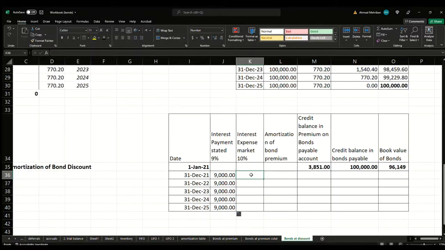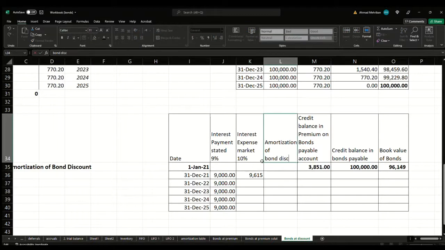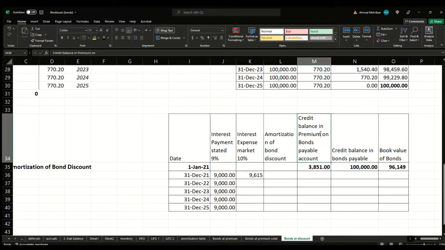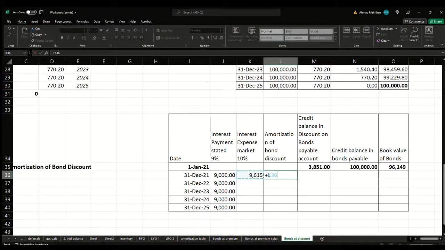So what we have here is the book value of our bond. The book value at this point is 96,149 multiplied by 10%, which gives us roughly 9,615. Now, the difference between these two is going to be the issuer's amortization of the bond discount. Sorry, I forgot to change the names. Discount, yes, we're doing it at discount. The difference is basically the amortization of the bonds issued at discount. In this case, it's 615.